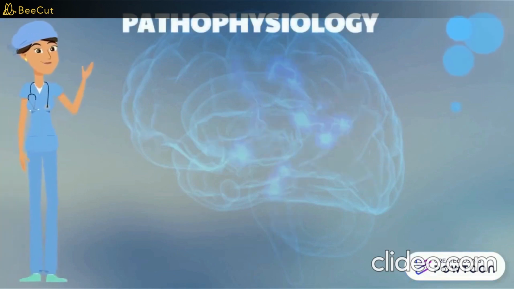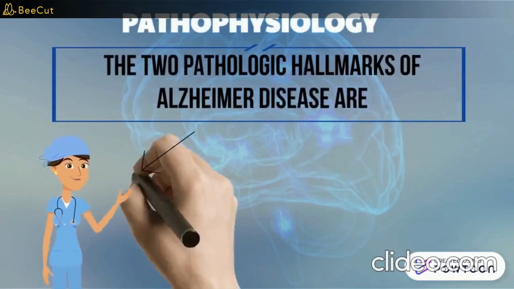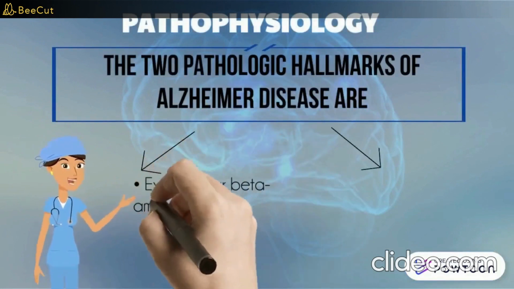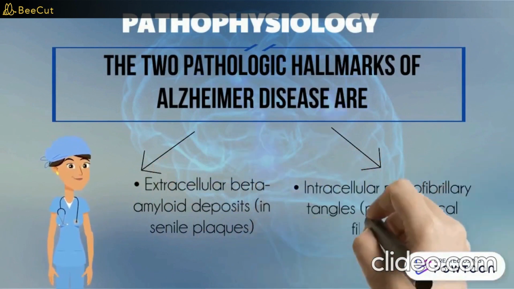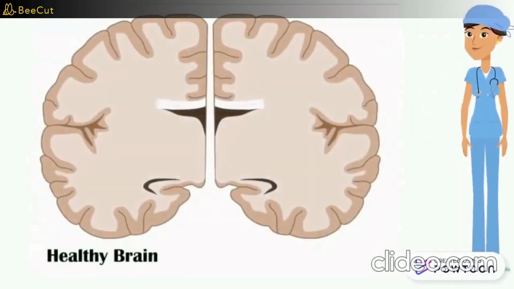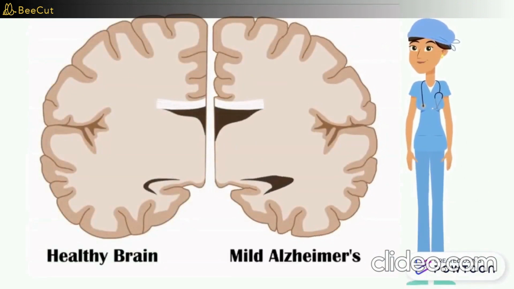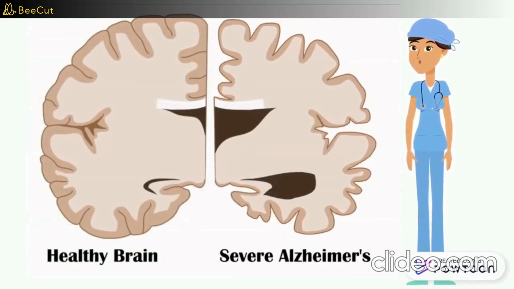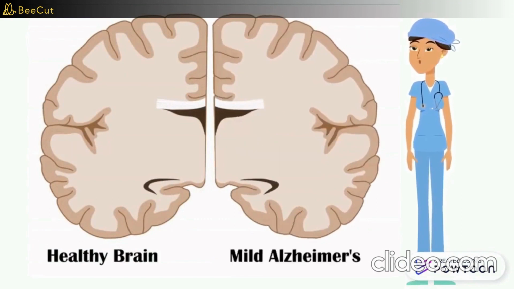Pathophysiology. The two pathologic hallmarks of Alzheimer's disease are extracellular beta-amyloid deposits, in senile plaques, and intracellular neurofibrillary tangles, paired helical filaments. The beta-amyloid deposition and neurofibrillary tangles lead to loss of synapses and neurons, which results in gross atrophy of the affected areas of the brain, typically starting at the mesial temporal lobe.